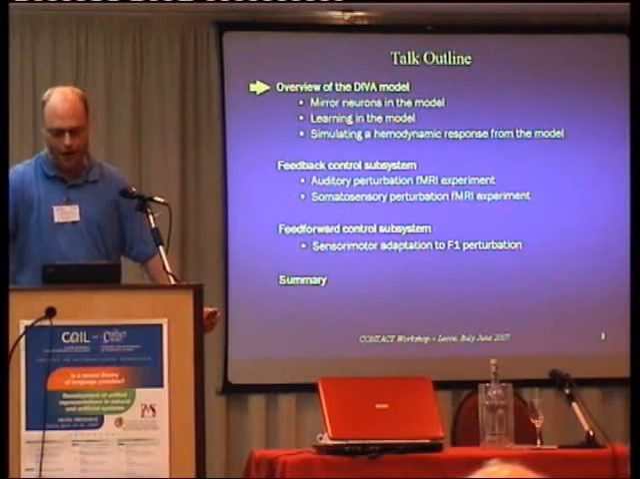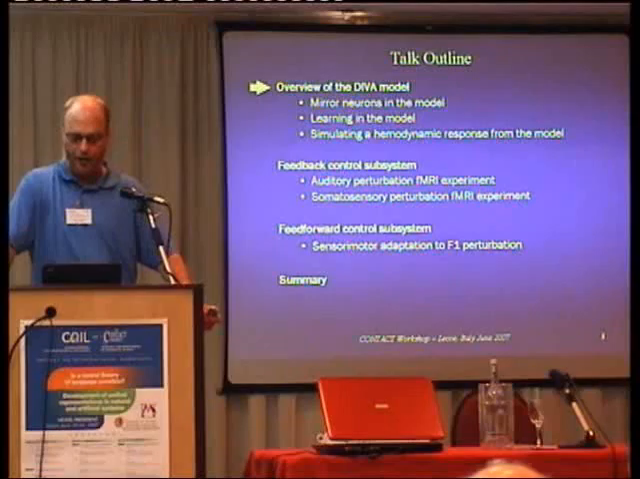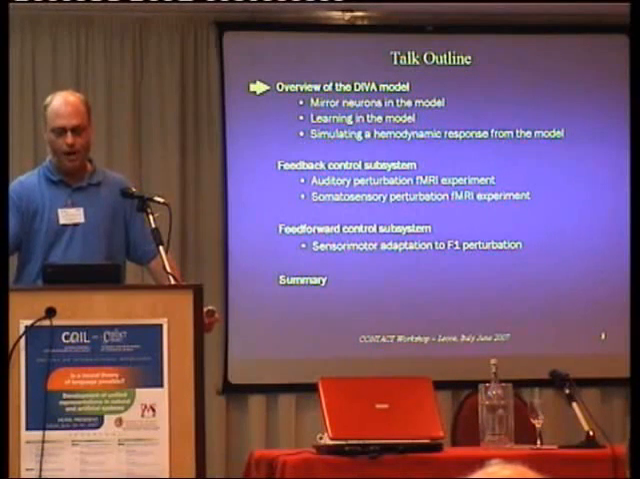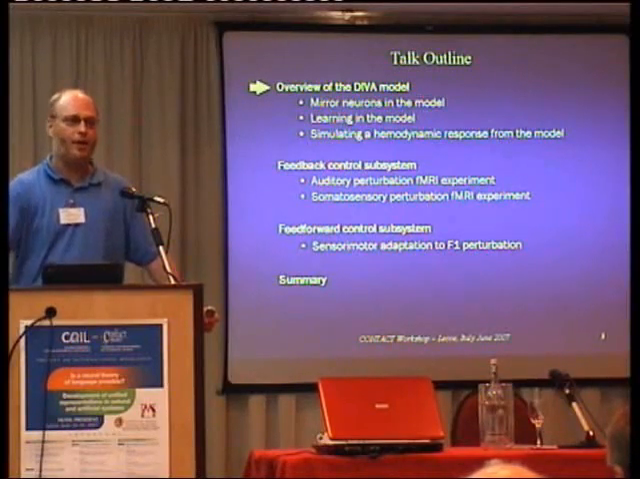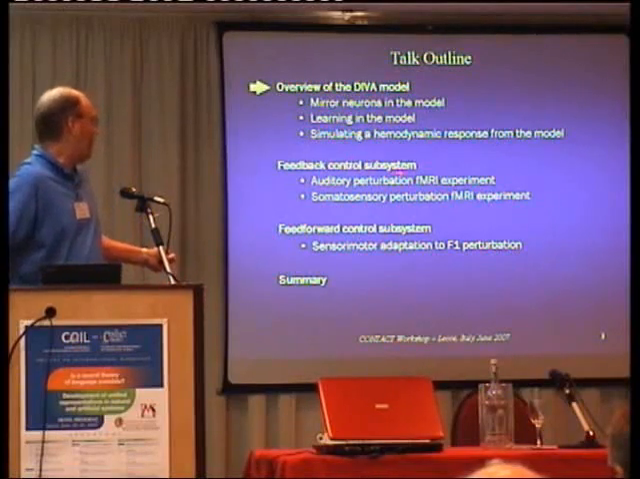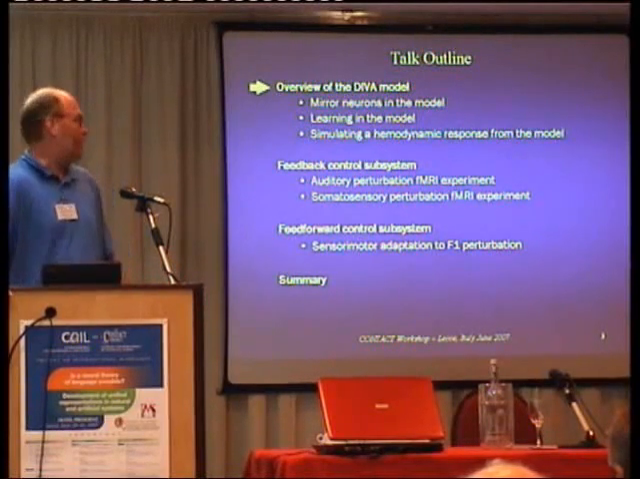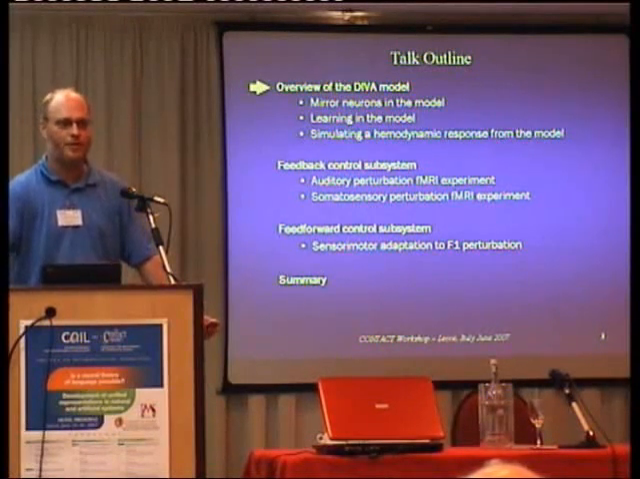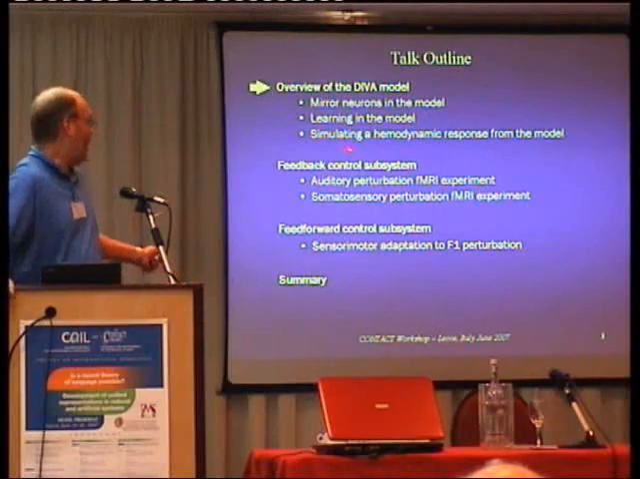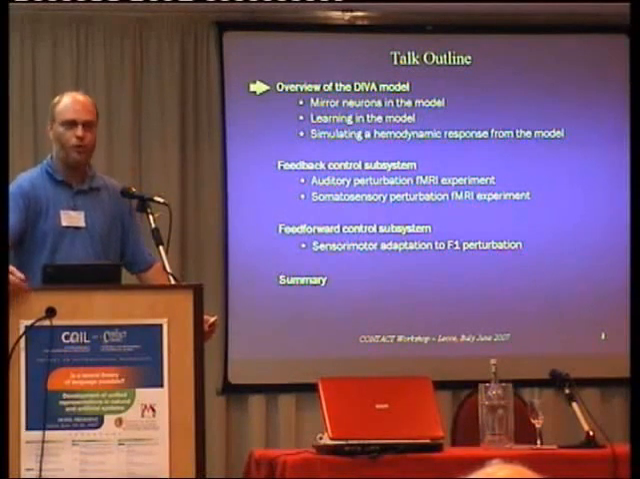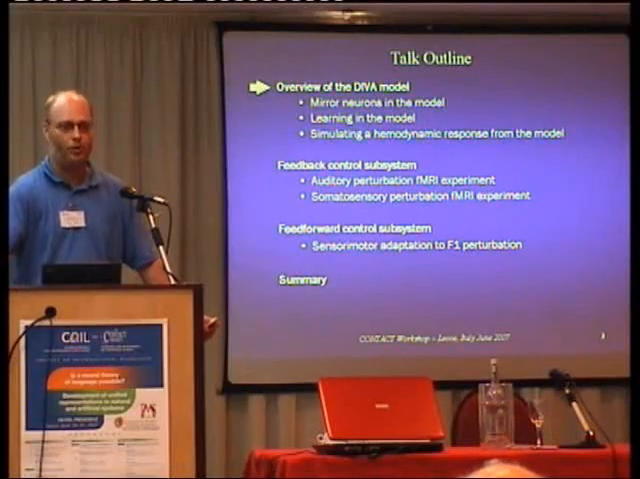So the talk outline is, first I'll give an overview of the DIVA model, and in this I'll address the issue of mirror neurons, as well as learning in the model, and also how we compare the model's activations to fMRI data. Then I'll talk about the feedback control subsystem of the model. Joe gave an introduction to that this morning, and I'll talk about two key experiments that highlight the neural substrates of this feedback system, and it consists of both an auditory and a somatosensory feedback control subsystem.